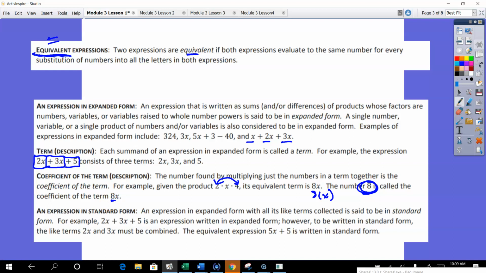Okay. And then finally, an expression in standard form. An expression in expanded form, with all its like terms collected, is said to be in standard form. So for example, we have that 2x plus 3x plus 5 again, which is an expression in expanded form. However, if it wants to be written in standard form, then the like terms, so these both have an x, they're alike, they must be combined. So we take our coefficients and we add them together. So 3 plus 2 is 5, so our equivalent expression is 5x plus 5.